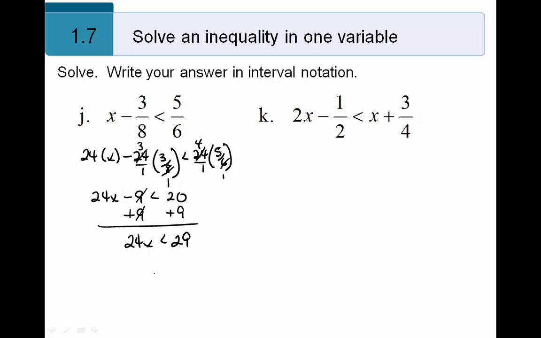With the variable term on one side and the number on the other, our fourth and final step is to remove the coefficient, so we'll divide both sides by 24, giving us x is less than 29/24. Our solution set then is all numbers less than 29/24. Since 29/24 is not less than itself, it is not part of the solution set, and so we'll use a parentheses at 29/24. Since we're looking for numbers less than it, that would extend to the left in the direction of negative infinity.